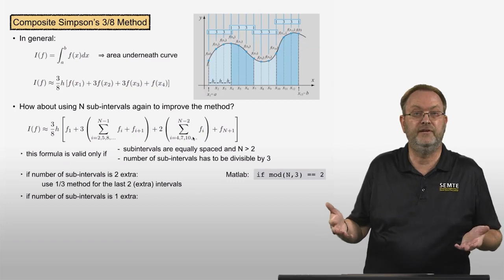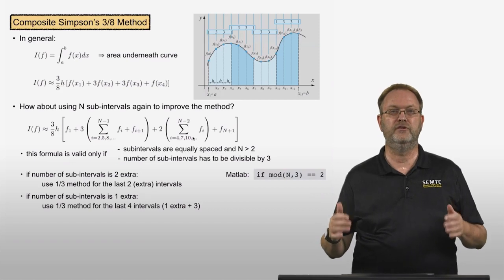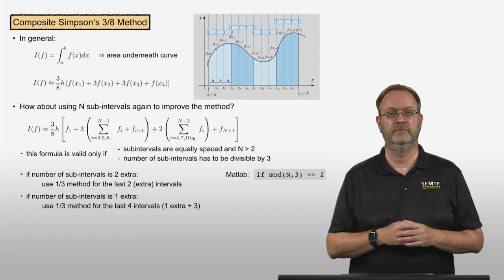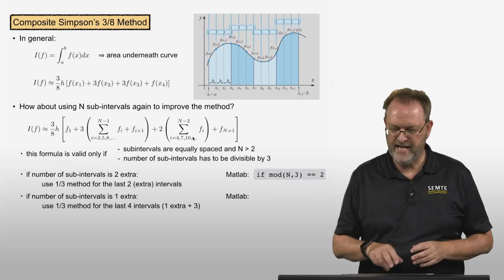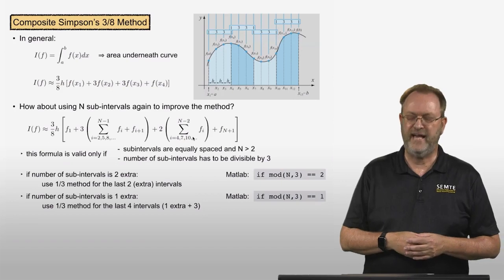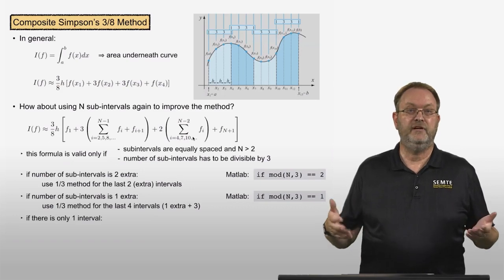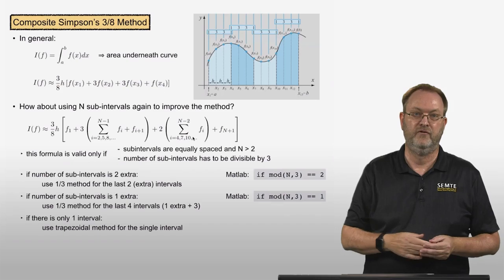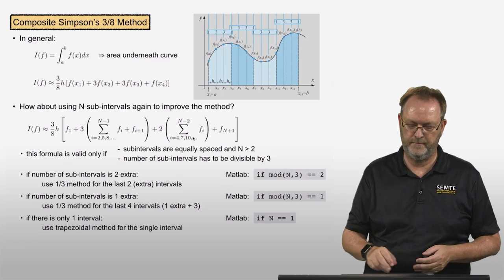Now, if the number of subintervals has just one extra, in that case, we're going to use the 1/3 method for the last 4 subintervals. So that's kind of like the 1 extra plus 3. In MATLAB, you can figure out whether you have 1 extra: that would be the modulus of n, 3 is equal to 1. And finally, if there's only one interval, in that case, we have to use the trapezoidal method for that single interval. And in MATLAB, you check if n is equal to 1.